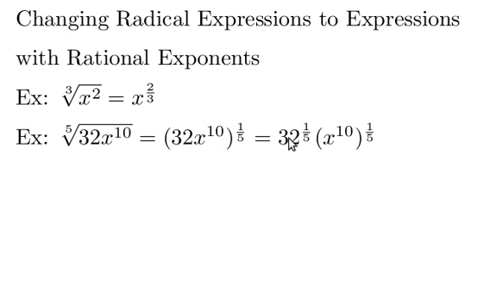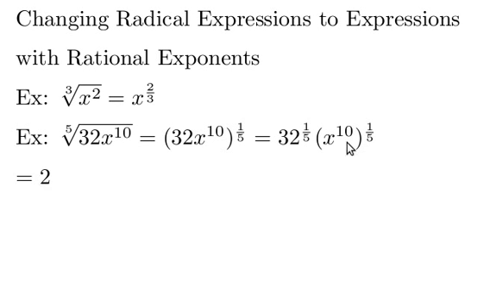Okay, so 32 to the power of 1/5 times x to the 10th to the power of 1/5. Okay, so 32 to the power of 1/5 is going to be 2. And the reason why is because if you take 2 to the power of 5, you'll get 32 back. So this is equal to 2.